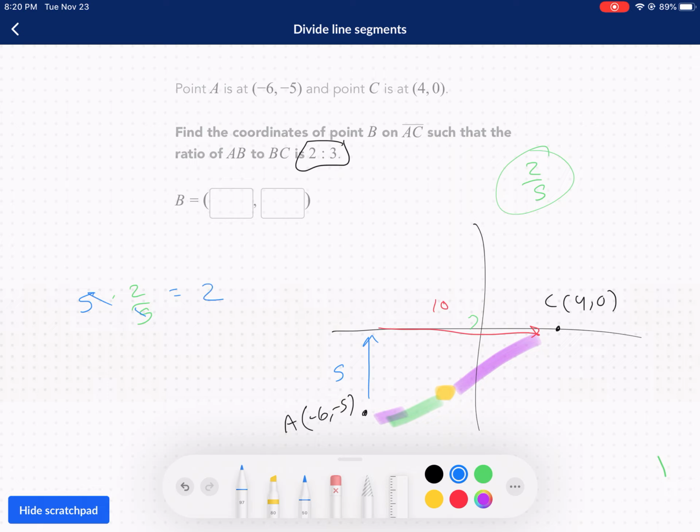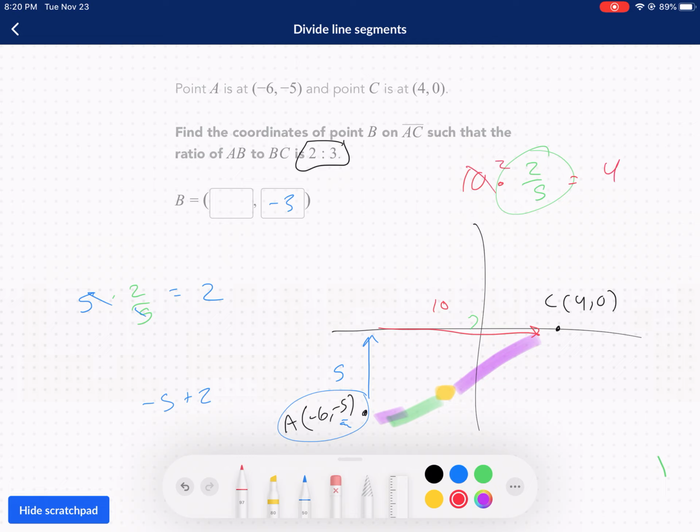So I'm going to go up 2 from this original one. So that's adding to my y-coordinate. I'm going to do -5 plus 2. That gives me -3. So that's my y coordinate. And now I need to find my x coordinate by multiplying 10 times 2/5. So I have 10 times 2/5. I'm just going to use u-cancel, and I get 4.